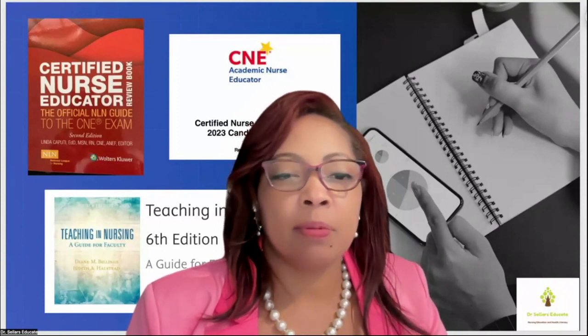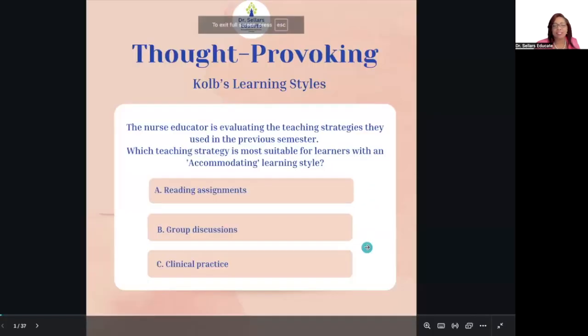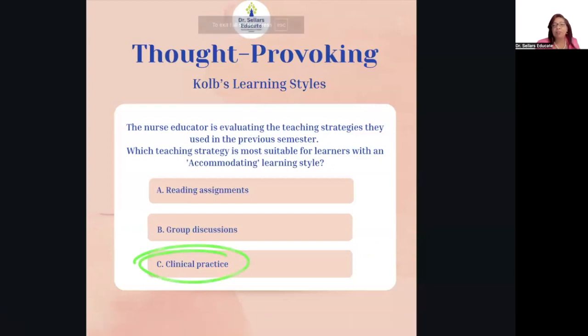All right, and now let's take a look as we wrap up at our thought-provoking question. Hopefully, you all were able to identify the correct answer, but if not, let's take a look at it together. If you chose clinical practice, you are correct. Reflecting back on our accommodator, we know that these are hands-on students. These are our students that are ready to do the action. They're ready to take the next step and apply the concepts that they have learned about in the classroom.